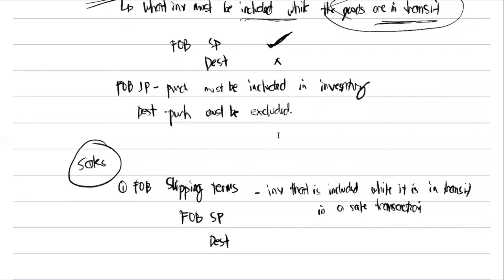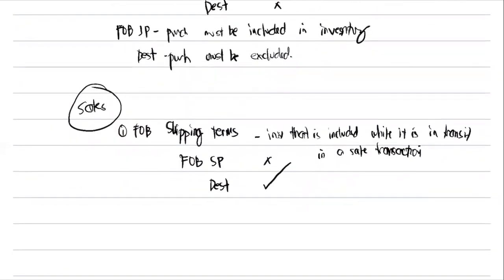Okay, so if it is FOB shipping point, at the time you ship the goods or at the time you sold the goods, the ownership is already transferred. Therefore, this is not included. While FOB destination, this is included. So FOB shipping point is not included, or it is excluded. FOB destination is included. So you only include, if ever, FOB destination, and that is a sale transaction.